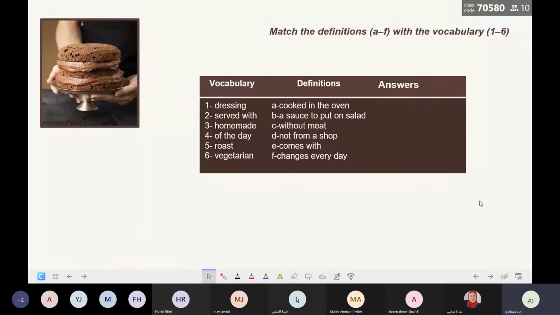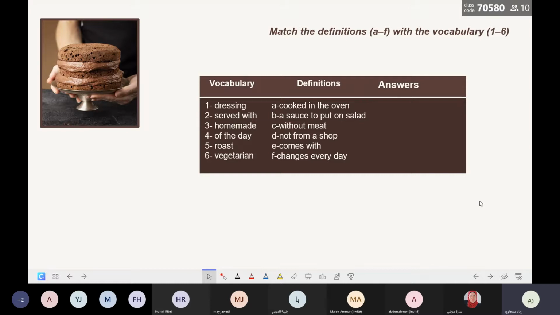I read them. You have dressing. Usually we talk about the salad dressing. Served with something else, okay? For example, when you go to a hotel, fish is served with potatoes, let's say. Homemade, of the day, roast, vegetarian. I move to the definitions. Cooked in the oven, a sauce to put on salad, without meat, not from a shop, comes with, changes every day.